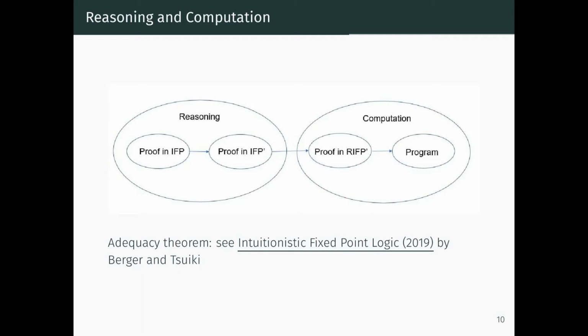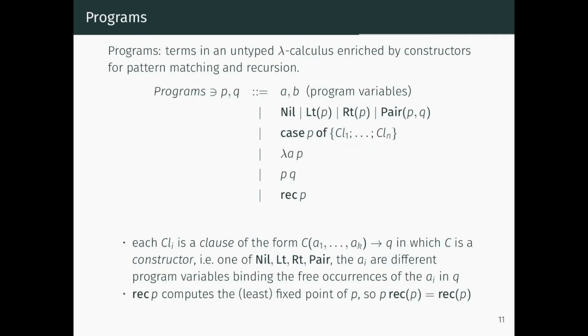So we are constantly talking about programs and program extraction, but what are programs really like? As you can see on this slide, the programs are terms in an untyped lambda calculus enriched by constructors for pattern matching and recursion. In its raw form, the extracted program of a proof is obtained by replacing proof rules by the corresponding program constructors as per Curry-Howard isomorphism that I mentioned earlier.